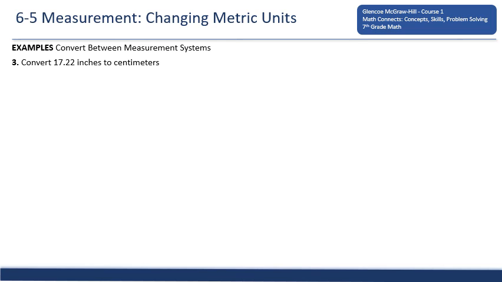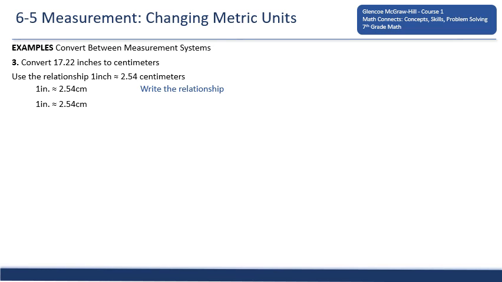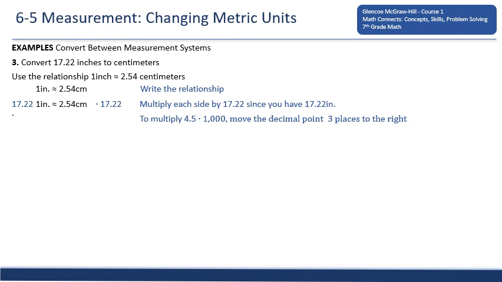Convert between measurement systems. Convert 17.22 inches to centimeters. Use the relationship 1 inch equals 2.54 centimeters. So there's a relationship. 1 inch is approximately 2.54 centimeters. And if we multiply each side by 17.22, since you have 17 and 22 hundredths inches, we will get 43.7388.